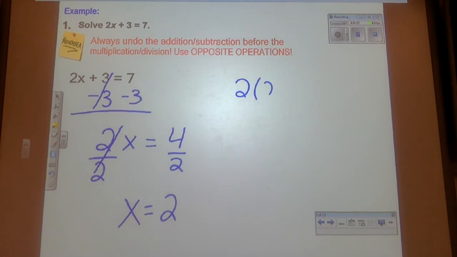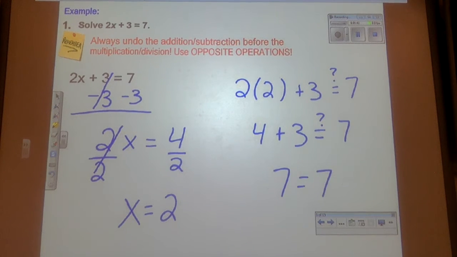x equals 2. If we want to check it, we could plug in 2 for x. So where we see x in our equation, we have 2 times 2 plus 3, and we want to see if it equals 7. So multiplying out, 2 times 2 is 4. 4 plus 3, does that equal 7? And yes, 7 does equal 7. It checks out.